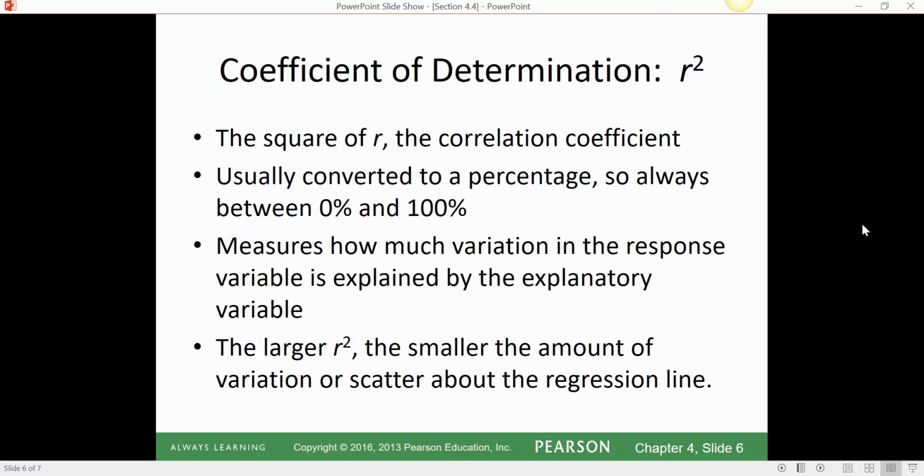What R squared does is it measures how much variation in the response variable is explained by the explanatory variable. So it helps us explain how much of the variation is explained by our model. Another note here: the larger the R squared value, the smaller the amount of variation or scatter about the regression line. So larger R squared values are good.